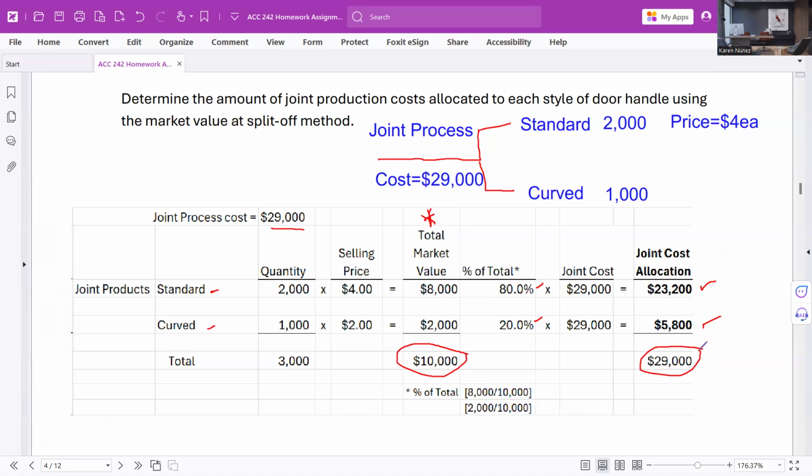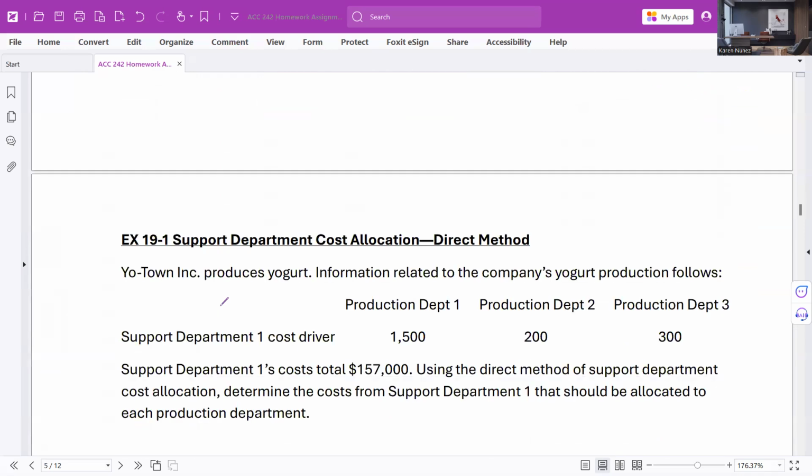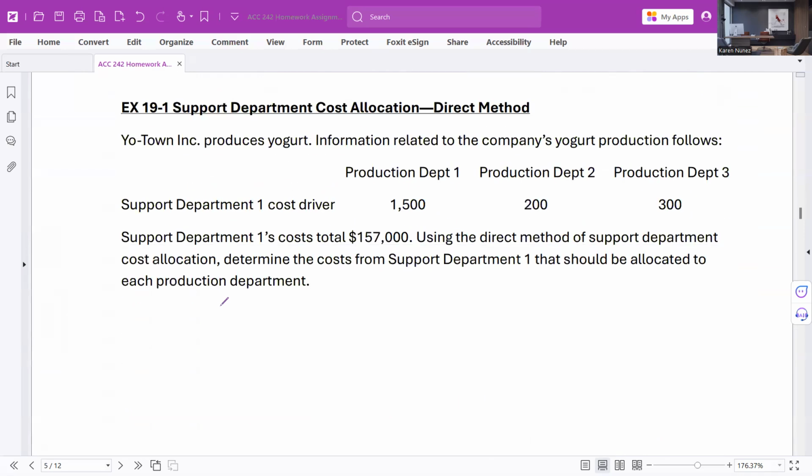split off. So we have seen all three methods so far for joint cost allocation. We've seen the physical units, we've seen the weighted average, and we've seen the market value at split off. Now let's switch gears and go back to support department cost allocation in exercise 19.1.